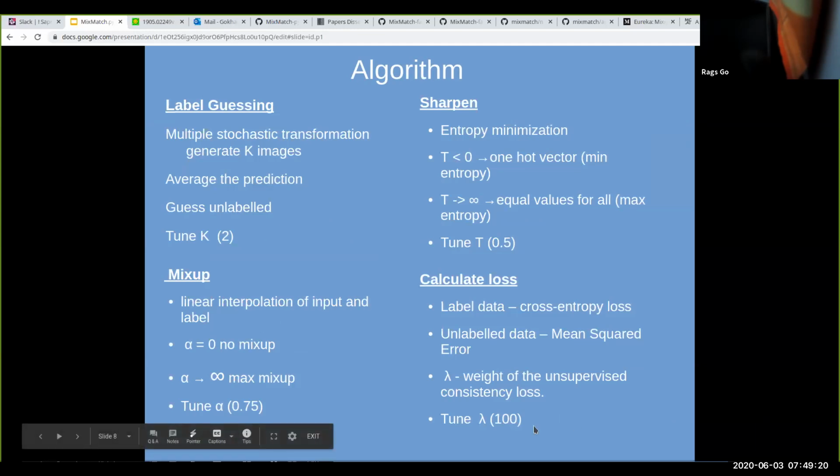Okay, I go forward. This slide explains what I just talked about, but in a more direct way, and what all they have tuned. The key factors to keep in mind for this algorithm to perform better or worse is tuning these hyperparameters, such as the augmentations.